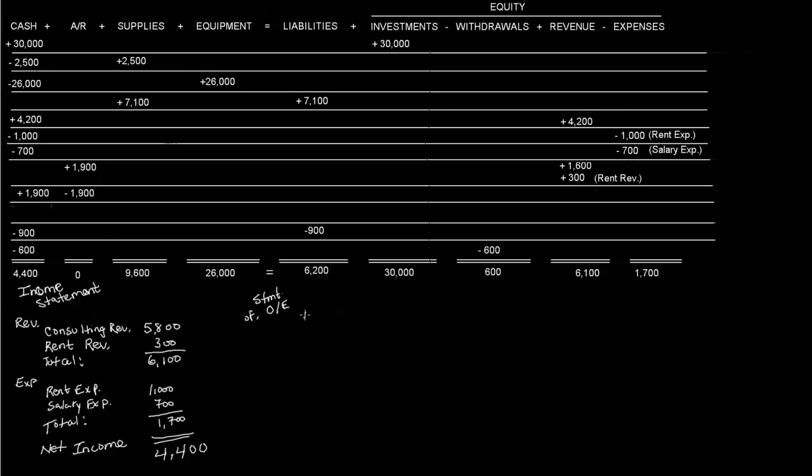So let's start off with our formula, which is that beginning capital plus investments plus our net income minus, and you know what, I'll write it a little bit larger, a little bit more spaced out so it's a little bit easier to see. Let's say minus withdrawals equals our ending capital.